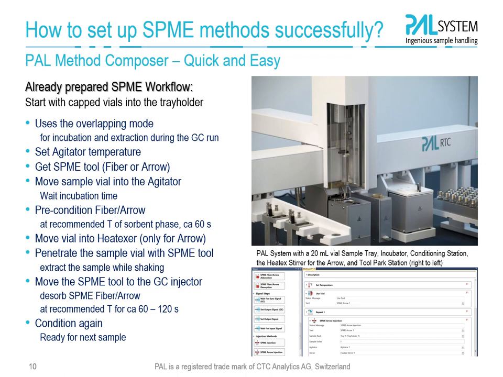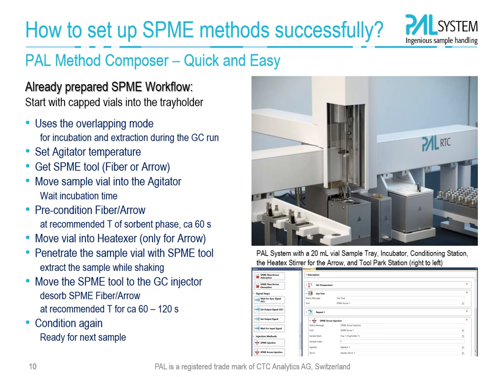Then there is a precondition of the fiber or the arrow at the recommended temperature of the sorbent phase, which is about 60 seconds. For the arrow, we move the vial into the heat exchanger unit. We then penetrate the sample vial with a SPME tool and extract the volatiles of the sample while shaking.